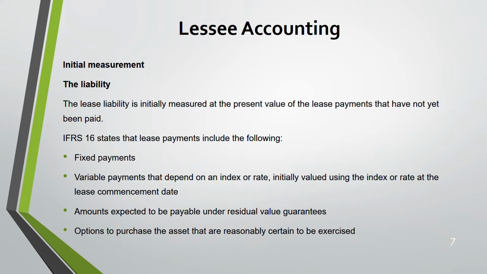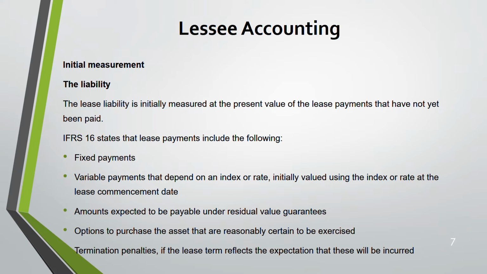Then option to purchase the asset that are reasonably certain to be exercised. That means that option you are going to exercise. How? By purchasing the asset. At the end of the lease term, you are going to purchase the asset. So any payment you make to purchase that asset is also included in that lease payment. Okay. Only if option is reasonably certain to be exercised. Otherwise, you don't take it in the payment. So these are the 4 lease payments. Remember again, fixed payment, variable payment, residual value guarantee payment, and payment from option to purchase the asset.